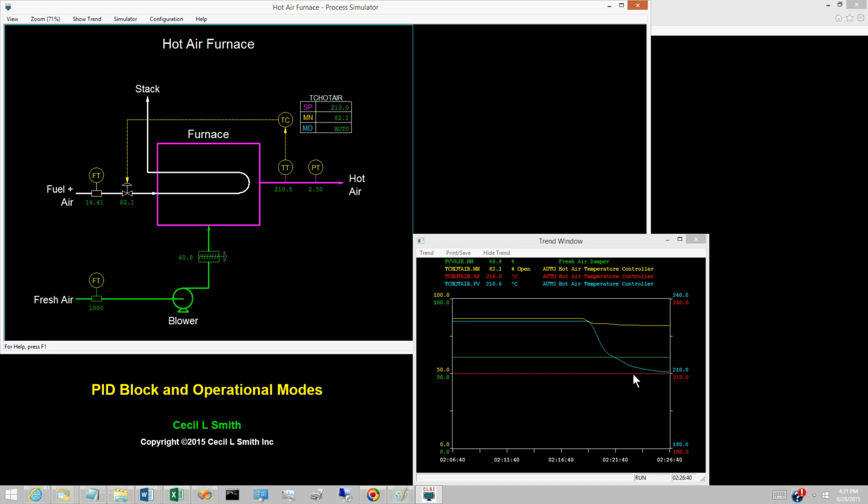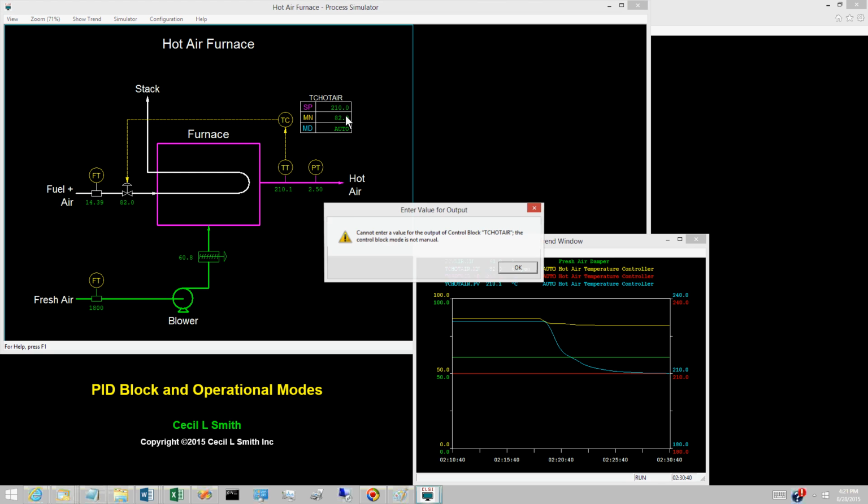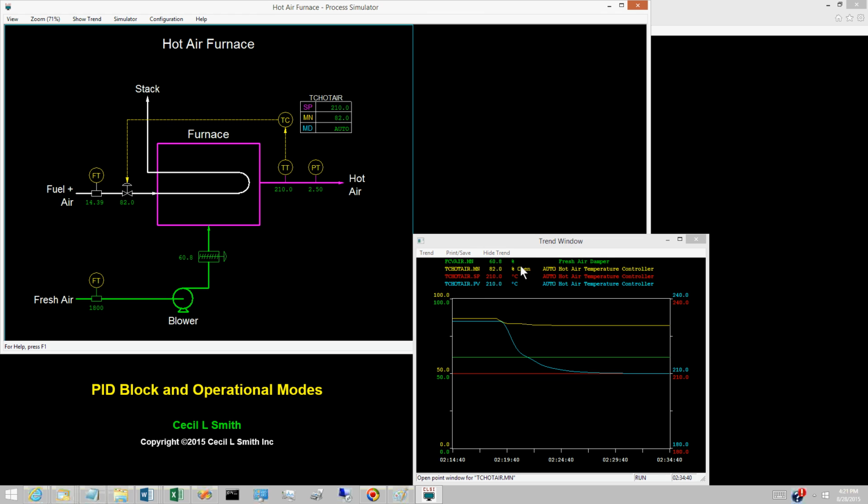When the mode of a PID block is other than manual, the controller output is determined by the PID calculations. Values for the controller output will not be accepted from the process operator. Before specifying a value for the controller output, the operator must first switch to manual.